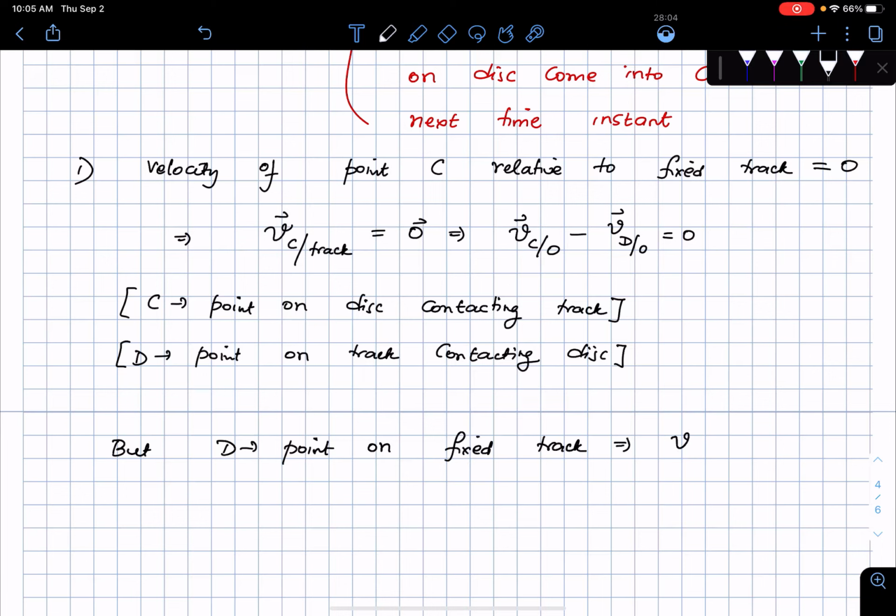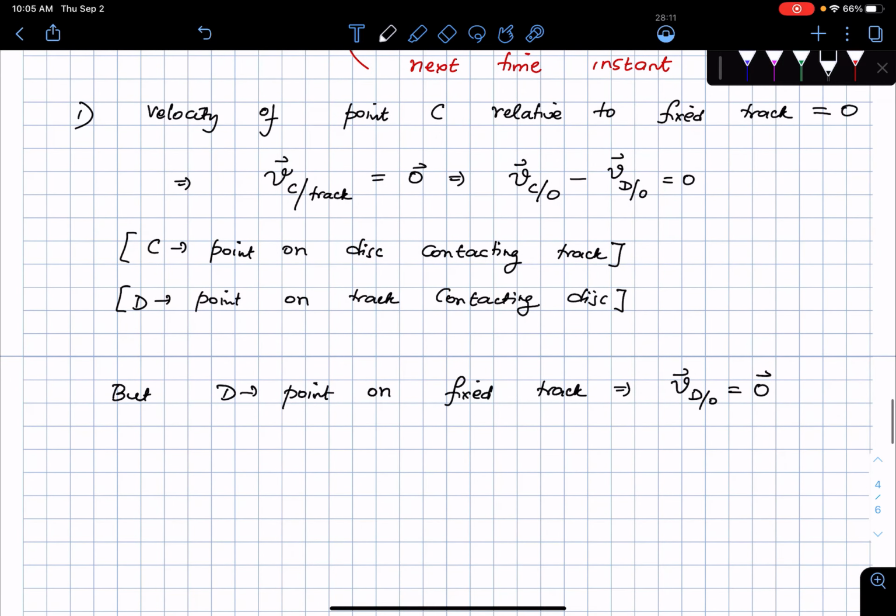Which essentially means that the velocity of D relative to O is 0, because it's going to be a point on a fixed surface. Its velocity is 0, which implies that the velocity of C is equal to the velocity of D relative to O, which I obtained from this particular equation here. This is equal to 0, which means that the velocity of C relative to O is also 0 at that instant.